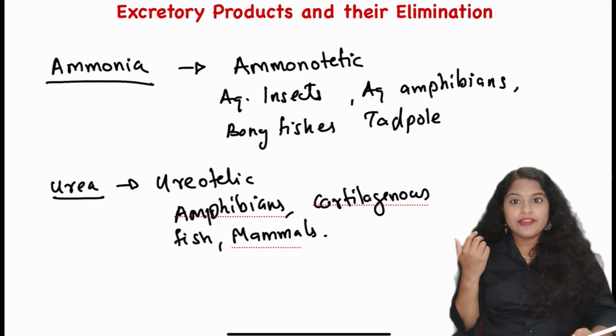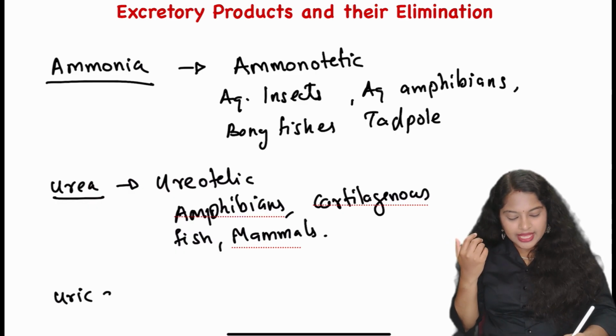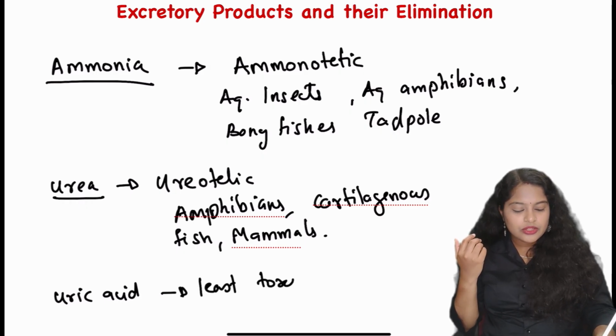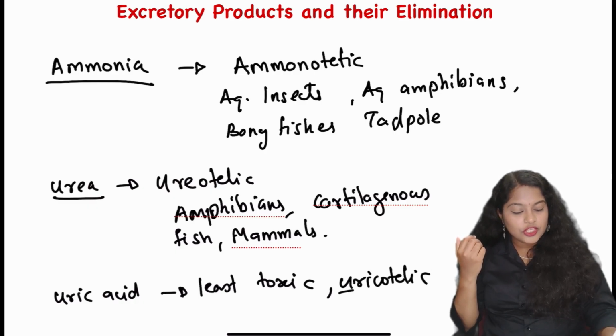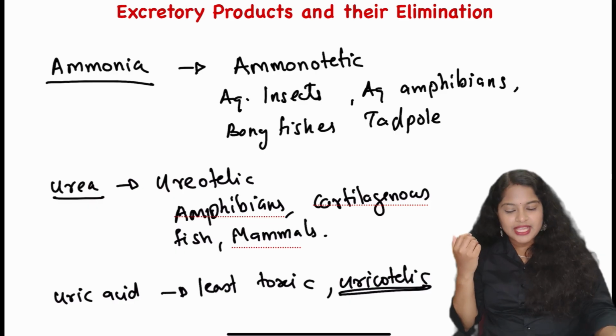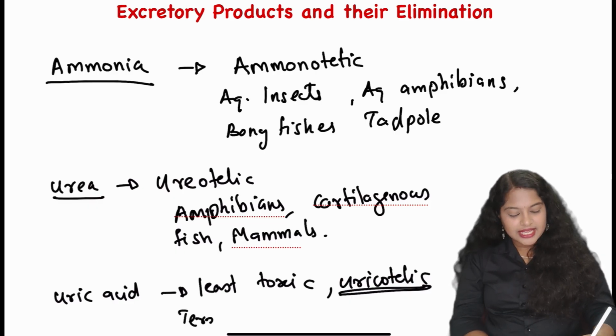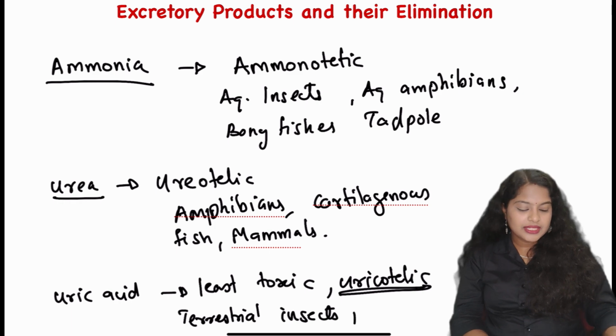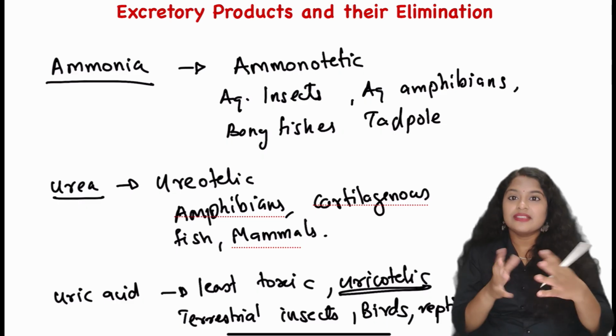The next type of excretory product is uric acid, and this is the least toxic one. The organisms that remove uric acid as their excretory product are called uricotelic organisms. Examples are terrestrial insects, birds, reptiles, etc.